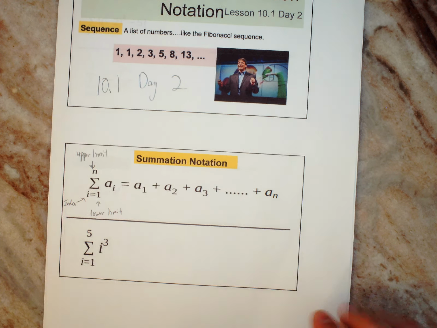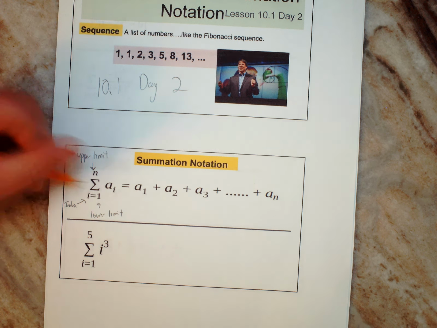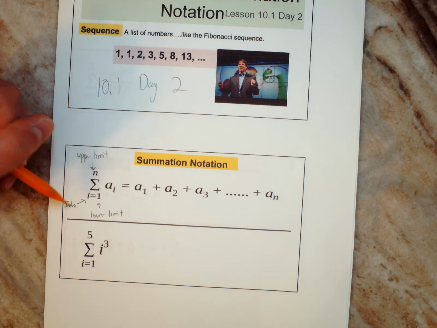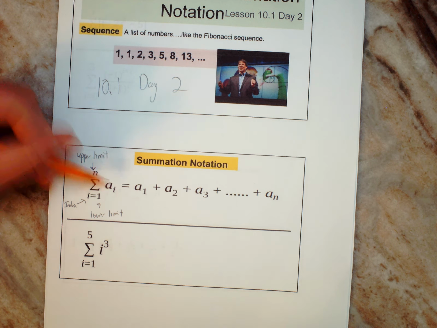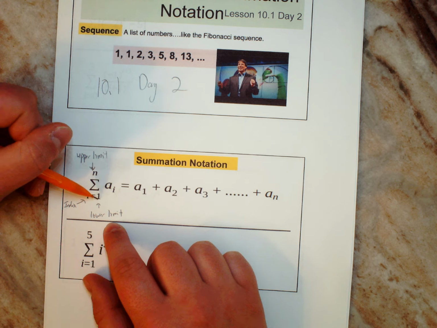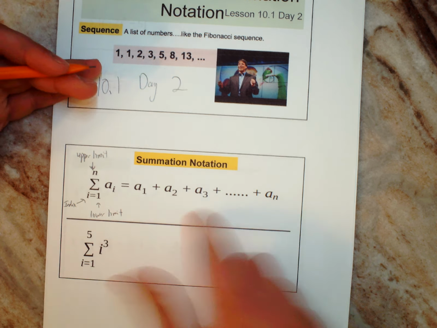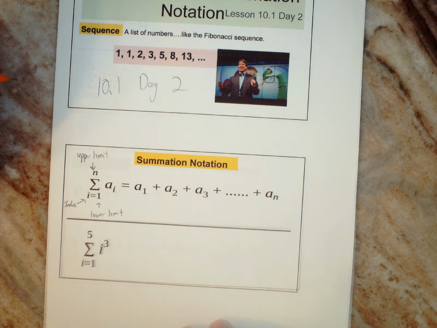So we're going to write some, but again, the upper limit is up here on top. The thing that looks like an E is a sigma. The index is the letter that's used. So if you see a sub i, that's the index, like the variable here. The lower limit is 1. And again, we're taking the sum, so we're adding all the terms in the sequence. So we're going to try one right now.